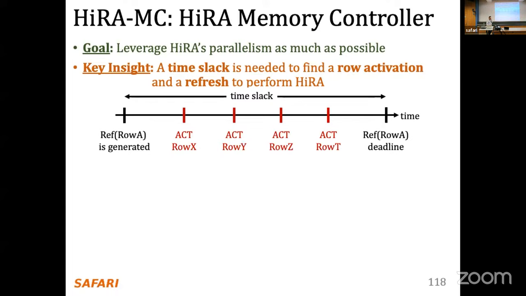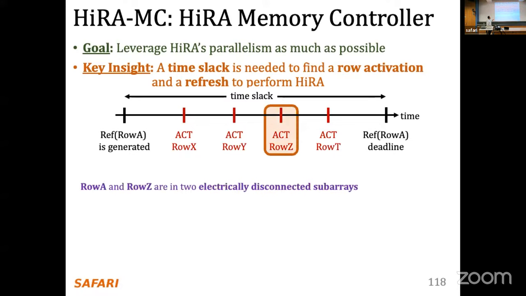So let's say for the sake of this example that we can parallelize row A with row Z, but not with rows X, Y, and T. These are in two electrically disconnected subarrays, so we can parallelize them.